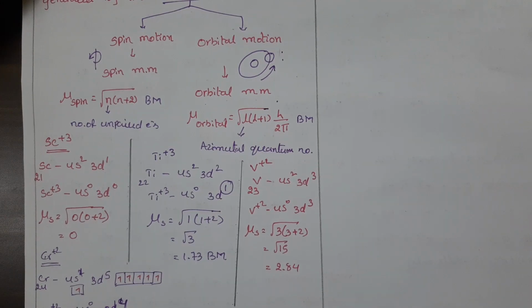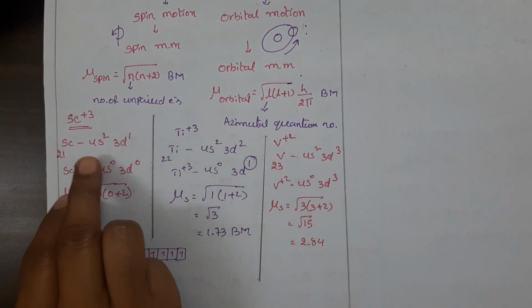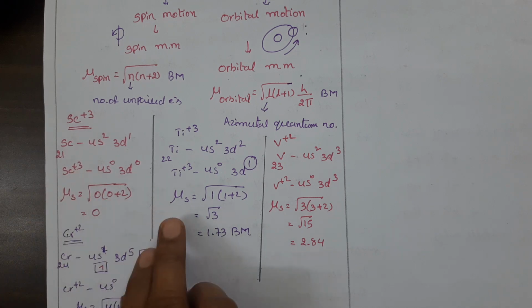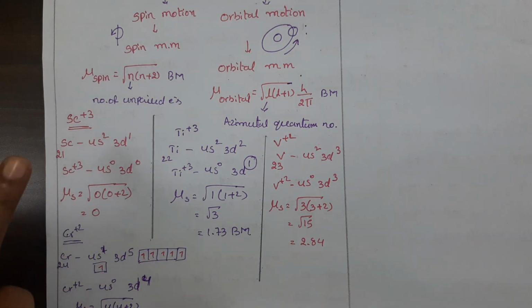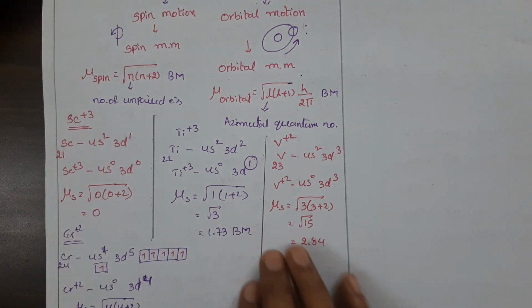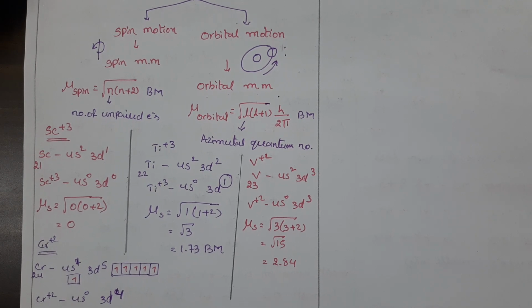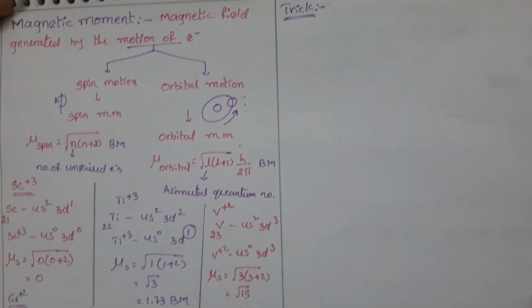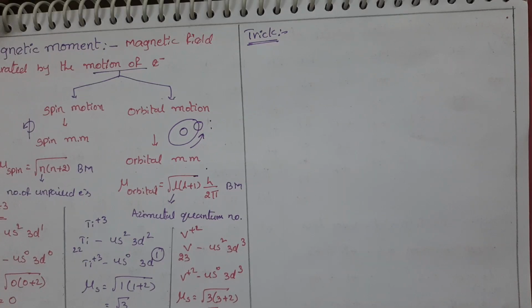You can follow this method when you remember the elements and their atomic numbers and also their electronic configurations. If you remember the 3d series elements' atomic numbers and their electronic configurations, you can follow this method. If you don't remember them, I will tell the trick for the calculation of magnetic moment. So what is the trick?